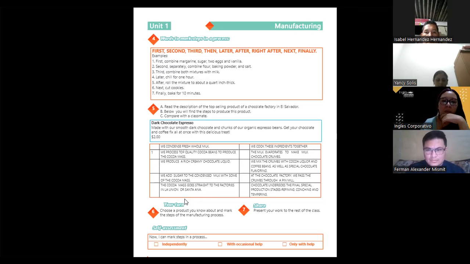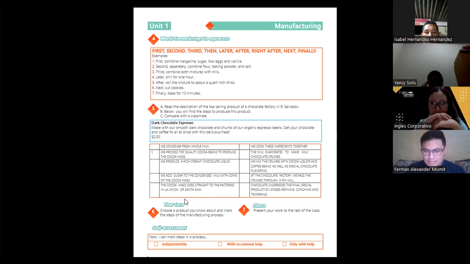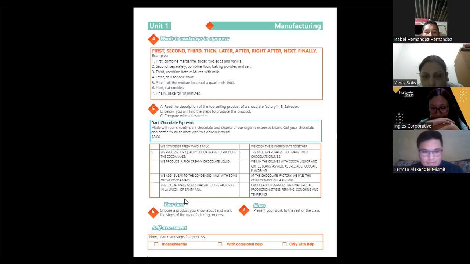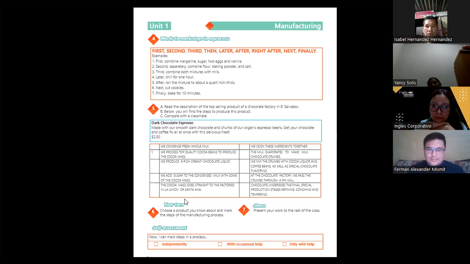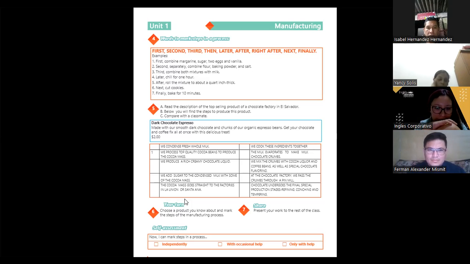Ok, very good. What would be the third step? ¿Cuál sería el tercer paso? Veamos. In your opinion, pueden cambiar, pueden diferir, that's okay. Number three. I think the third is we add sugar in the condensed milk with some on the cocoa mass. Tendría que ir un paso antes de eso, ¿no creen? Porque ya nos dice, le agregamos azúcar a la leche condensada, pero hasta ahorita no habíamos mencionado leche condensada. ¿De dónde salió? Tiene que haber otro paso antes de ese, veamos.